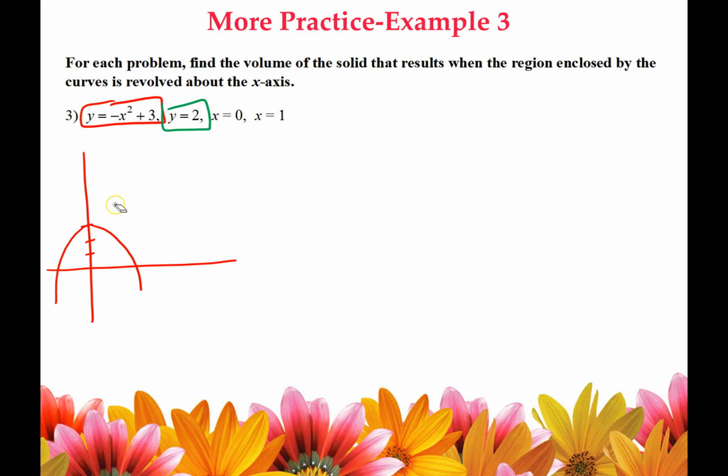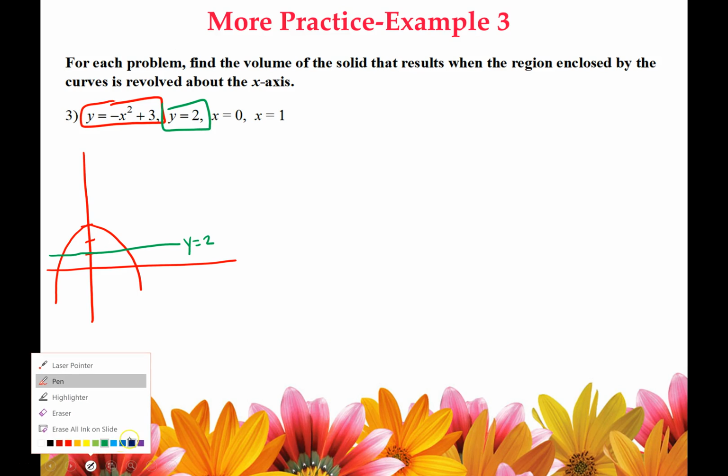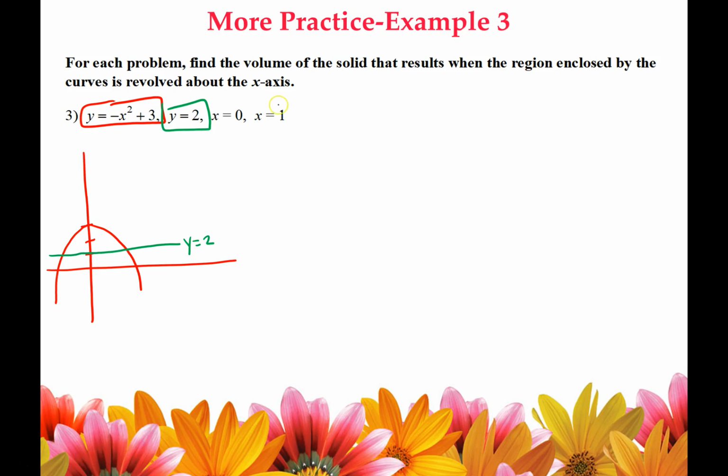Just kidding. It's going to look like this. I made that silly mistake. Y equals 2, because remember, y's are horizontal. And then x equals 1 is going to look like straight up and down at x equals 1. And then x equals 0 is going to be this right here. So we're really talking about this area right here being revolved around the x-axis.